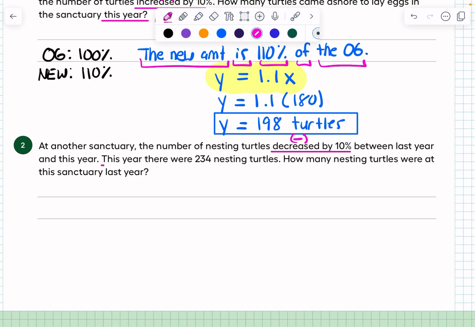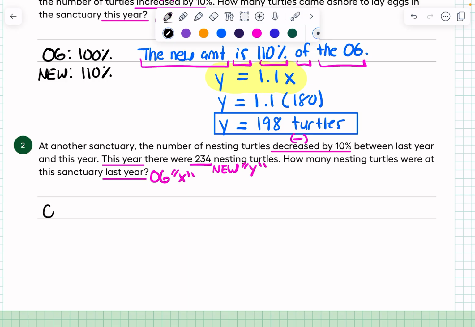It says this year there were 234, and the question asks how many turtles were at the sanctuary last year. Last year is screaming the OG amount, which is our X value, and this 234 is screaming the new amount, which is our Y value.